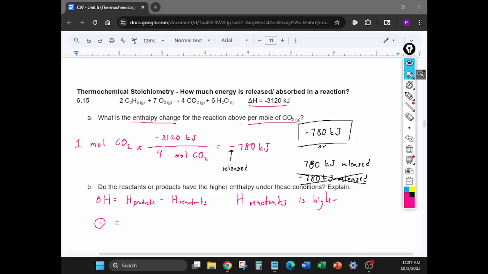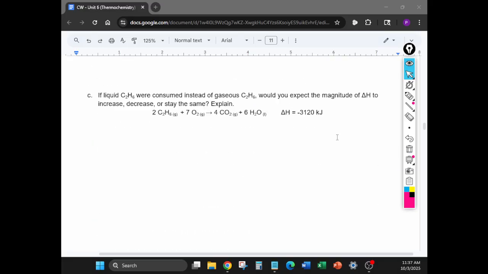All right, any questions on B? Okay, let's move on to C now. C is going to touch on another characteristic that has to do with different states of matter and energy. So let's take a look. The question is saying if liquid C2H6 was consumed. If you look at the reaction right here, we're using gas C2H6, right? But the question is just saying, hypothetically, if we used liquid C2H6, if we swap this out instead of gaseous, would you expect delta H to increase, decrease, or stay the same?